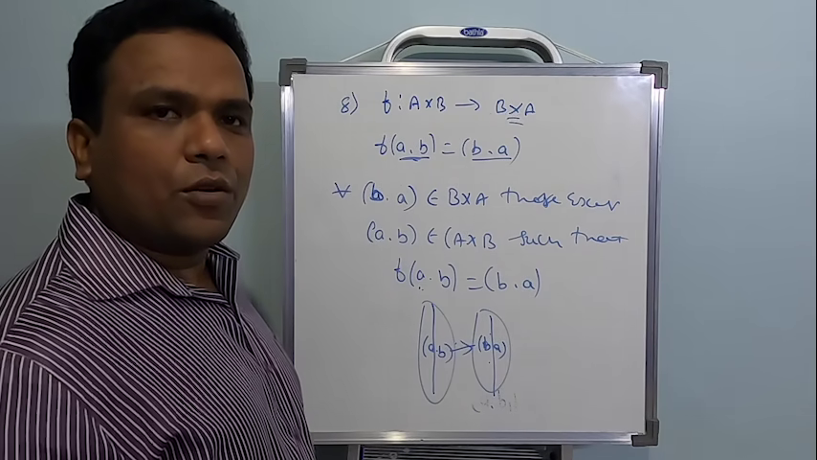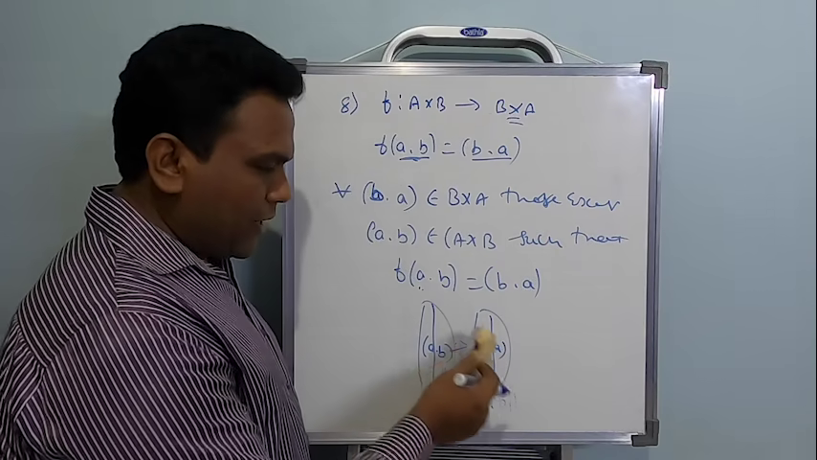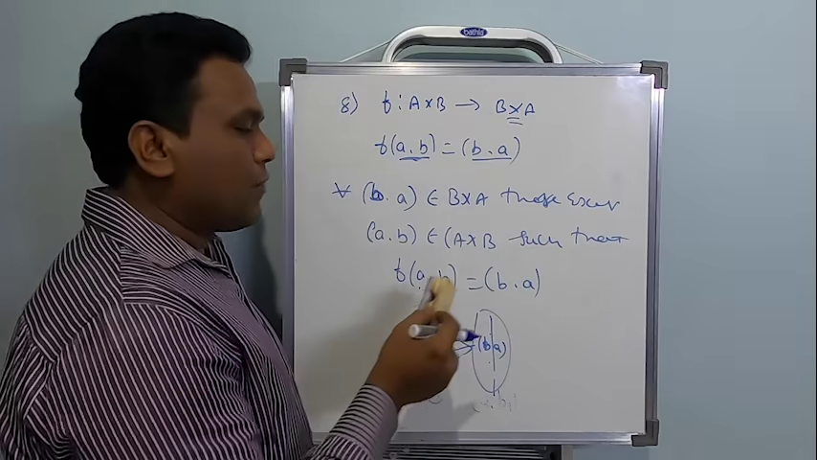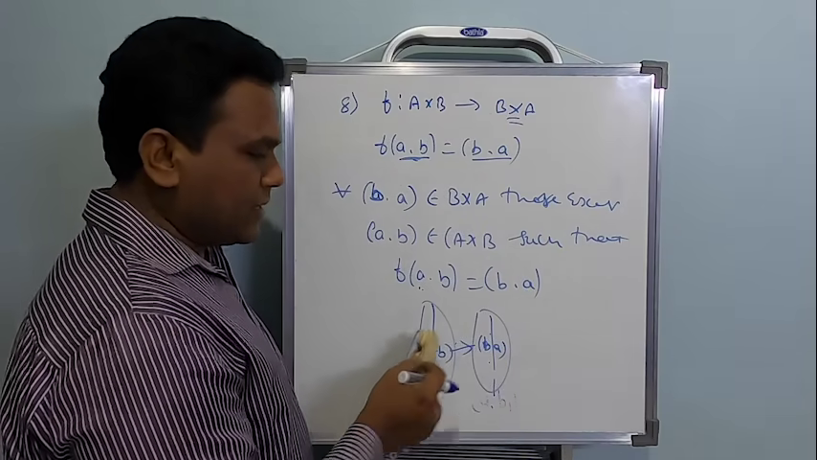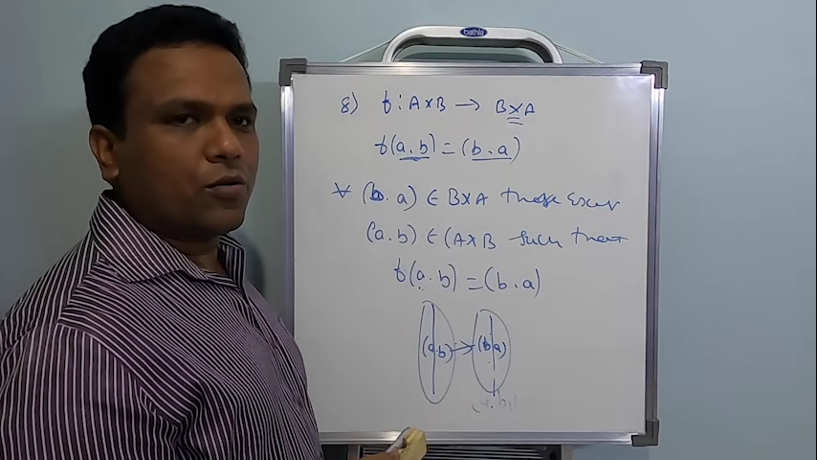What is it that we have to check in onto? Take every element from the codomain. For that find out the pre-image. According to the definition that has been given to us, for every element (b, a), there exists an element (a, b). Hence the given function is going to be onto.